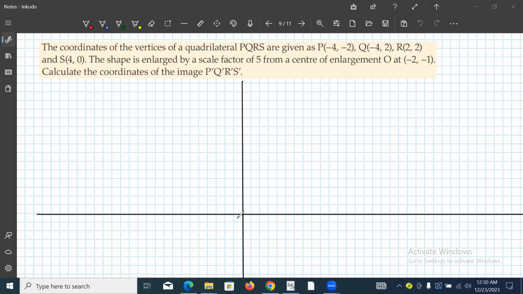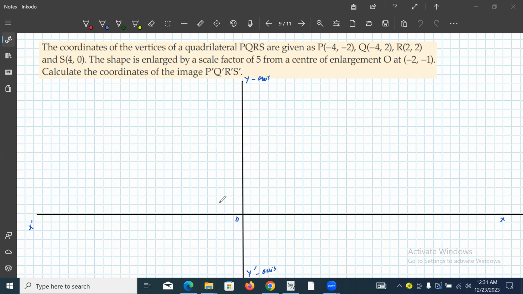We have the origin. The x-axis goes from 0 to the right, always positive values. This is the basic concept. On the y-axis, 0 to up is positive values, 0 to left is negative values, and 0 to down is also negative values. Now, the first thing we have to do is plot P, Q, R, and S to show it's a quadrilateral.